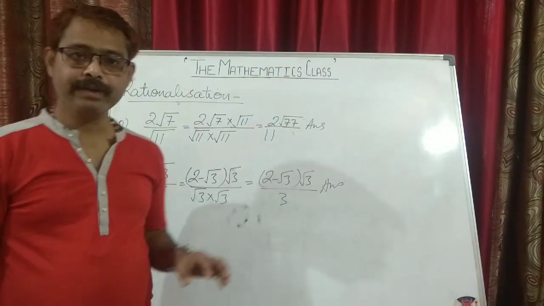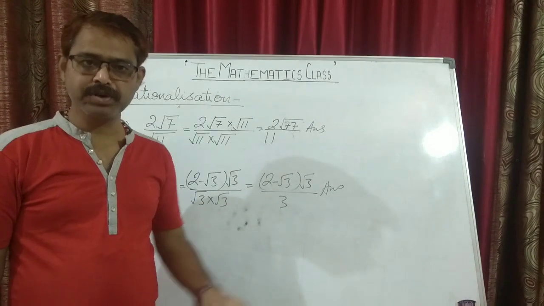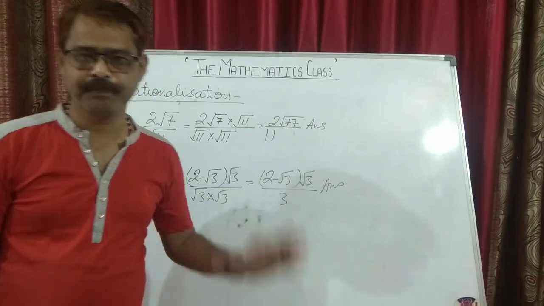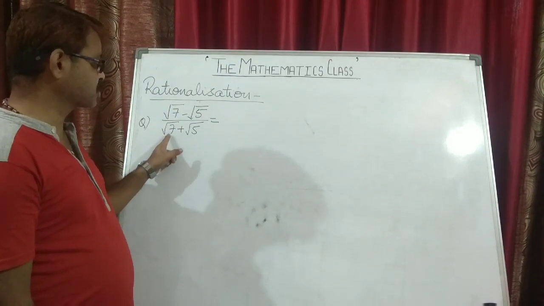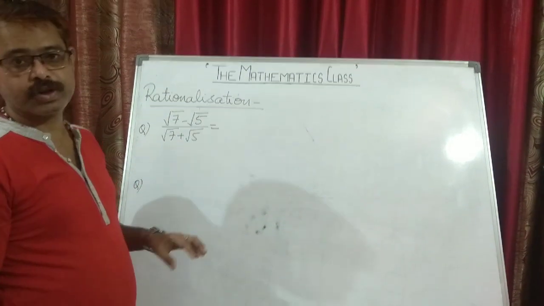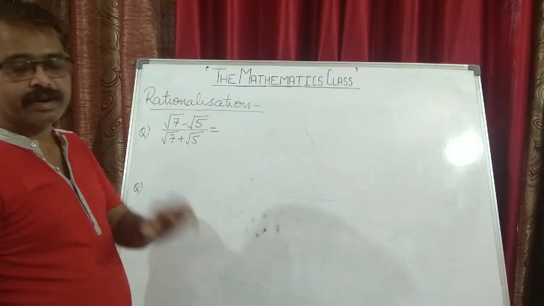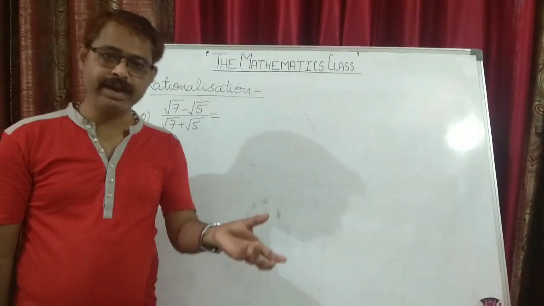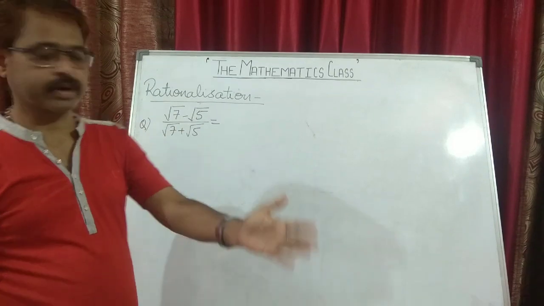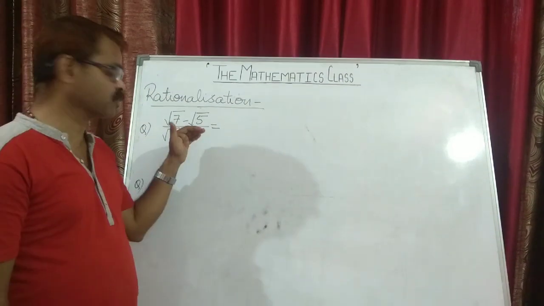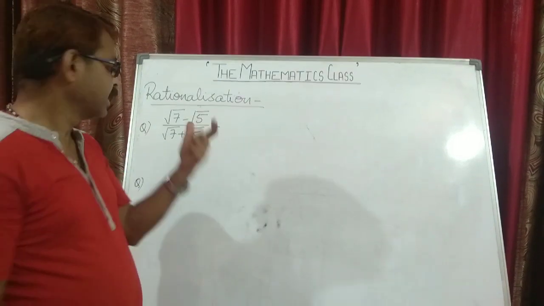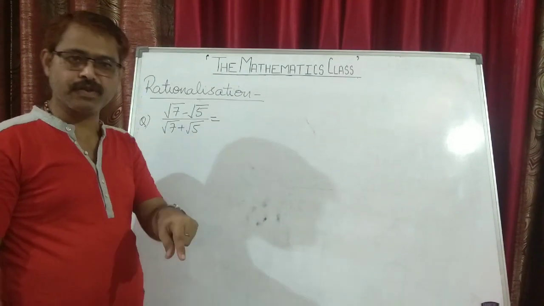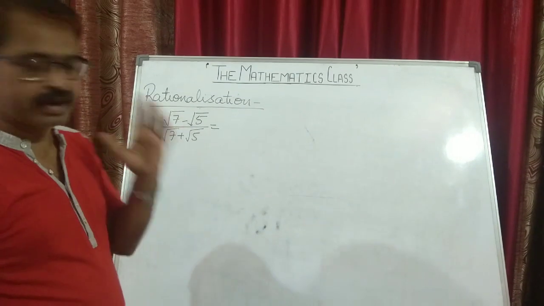Now we will be taking a few bigger questions that come in your exam. Next question is root 7 minus root 5 upon root 7 plus root 5. Here also you have to simplify. The question will come as simplify or rationalize the denominator. So suppose this question is simplify. Simplify means that if the denominator is in irrational form, you have to convert it into a rational form.